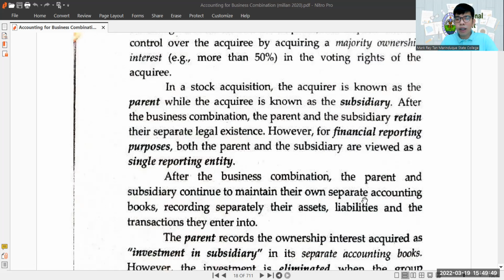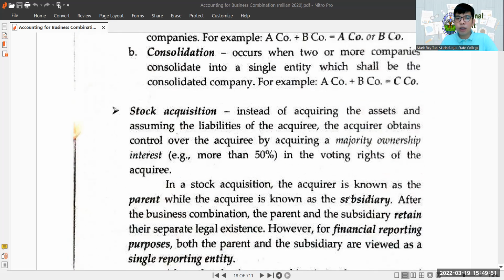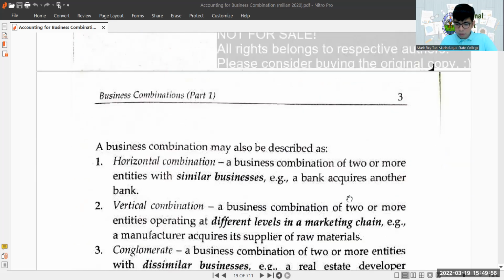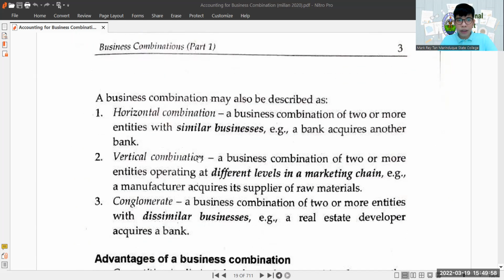So I leave the other readings to you. Doon na lang tayo sa highlights. Okay na yan. So just to discuss this: horizontal combination, vertical combination, tsaka conglomerate. So ito daw yung can be described in business combination.